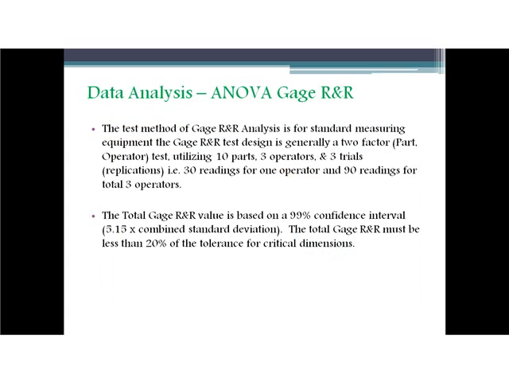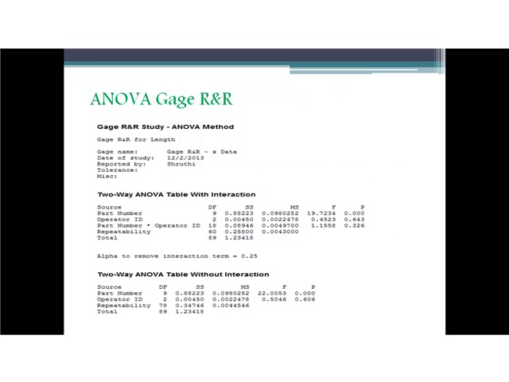Data analysis and ANOVA gauge R&R. Here the gauge R&R analysis is done by considering two factors, the part and the operator, and utilizing 10 parts, 3 trials and 3 operators. Therefore 30 readings for one operator and 90 readings for the 3 operators. The total gauge R&R study is based on two things. First is the 99% confidence interval, and the next is that the percentage of tolerance limit should be less than 20%. This is a screenshot of the gauge R&R ANOVA from Minitab.